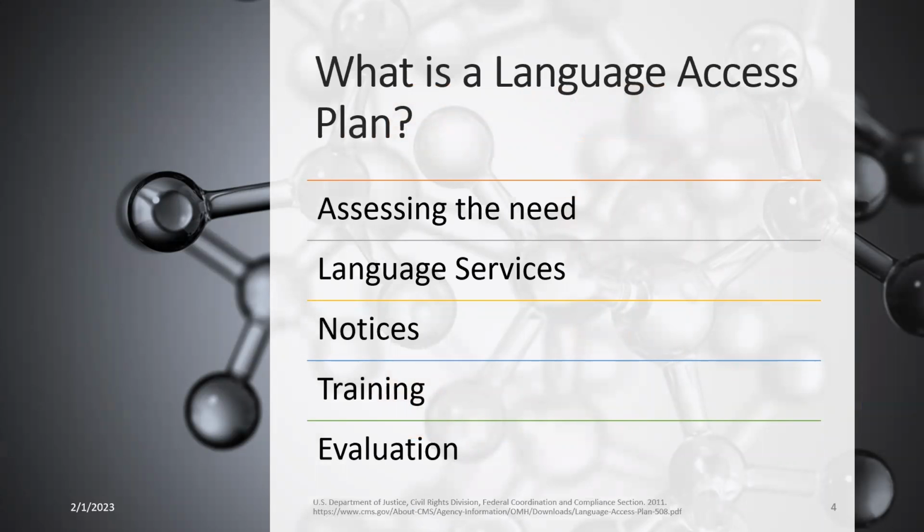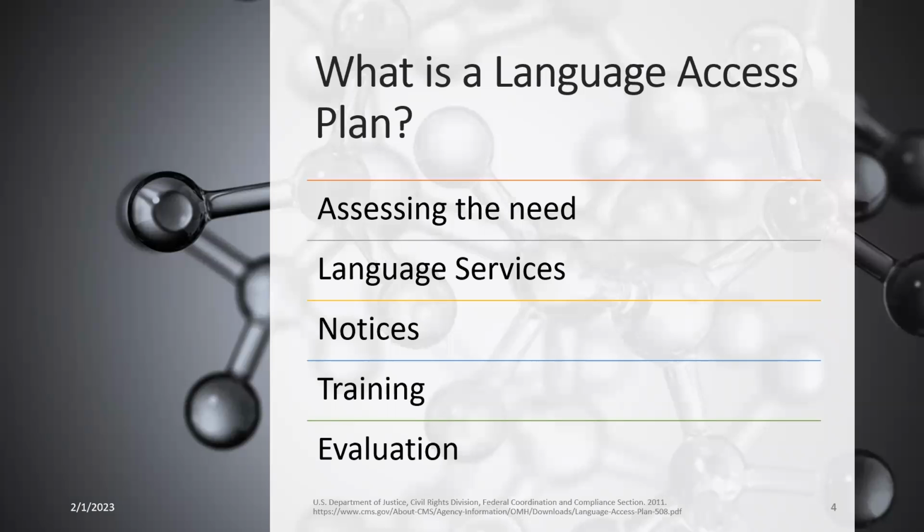What is the language access plan? As a definition, a language access plan is a document that spells out how to provide services to individuals who are non-English speaking or have limited English proficiency. Language access plans should be tailored to individual organizations, but these may include similar sections that we will describe today. 5 of these sections you see on your screen.